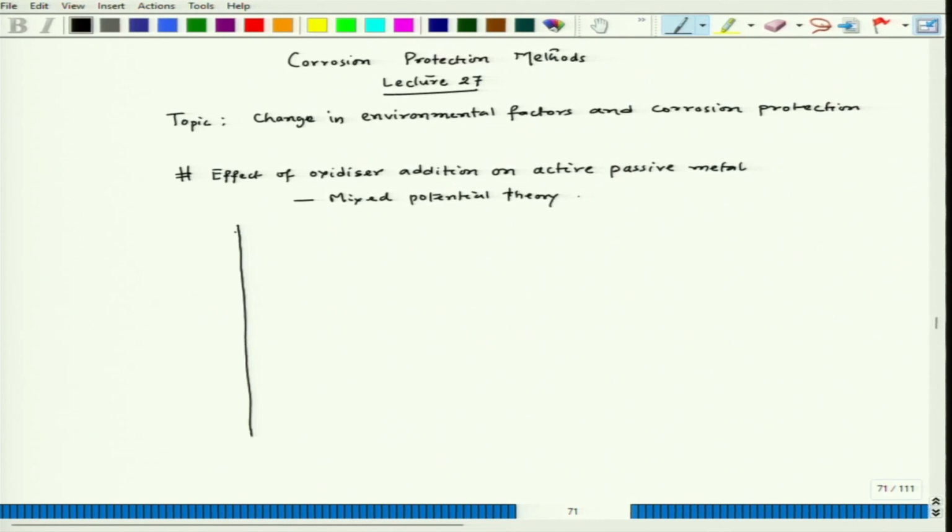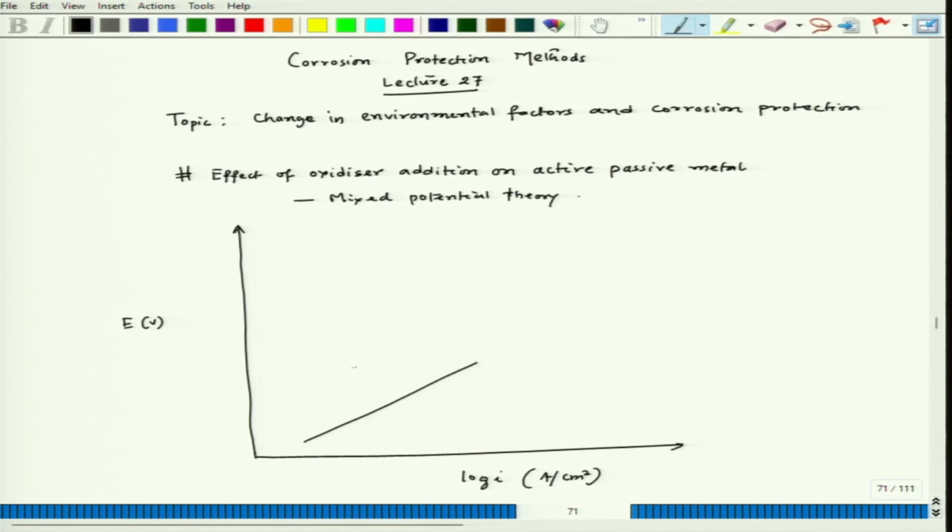So let's draw E versus log I. Now, if it is an active passive metal, then for the metal which is dissolving, that will have a pattern like this.